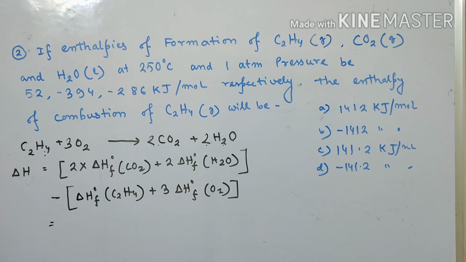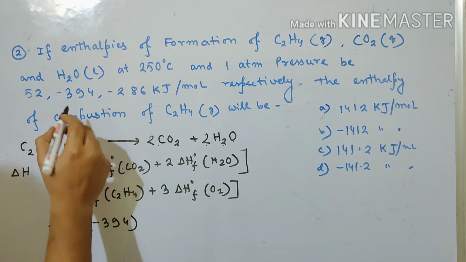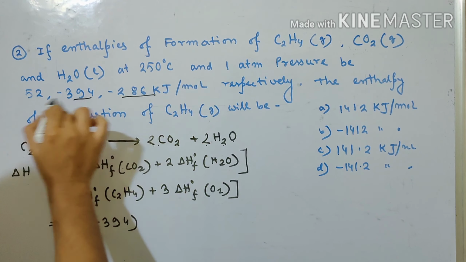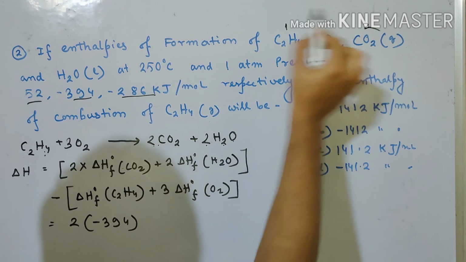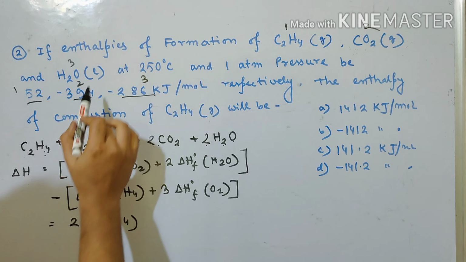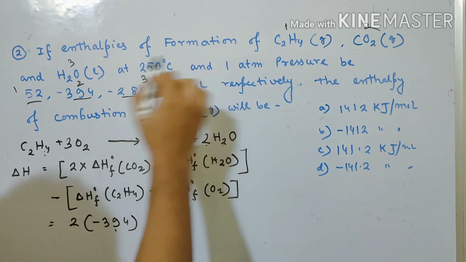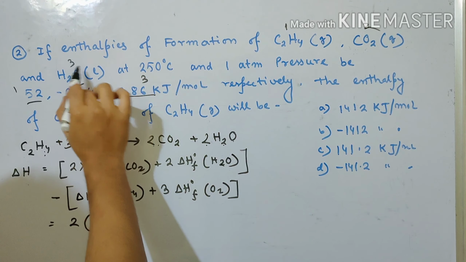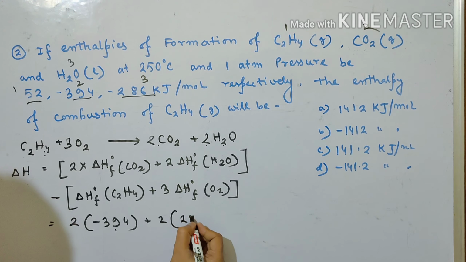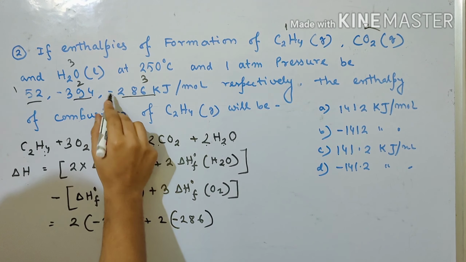I think the values are given. Here it is 2 into minus 394 because it is given in the serial order, first, second, third. So CO2 is the second one, so CO2 will be minus 394. Then heat of formation of water, water I think is the third one, so it should be minus 286. So it should be plus 2 into 286. Value is in minus.